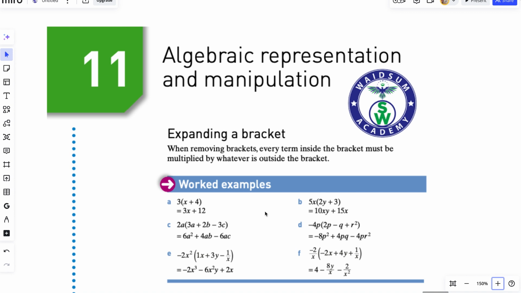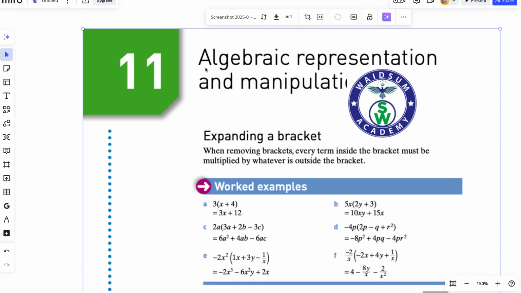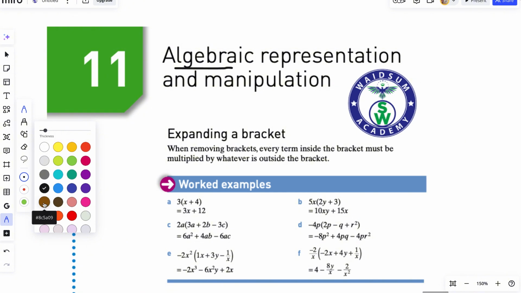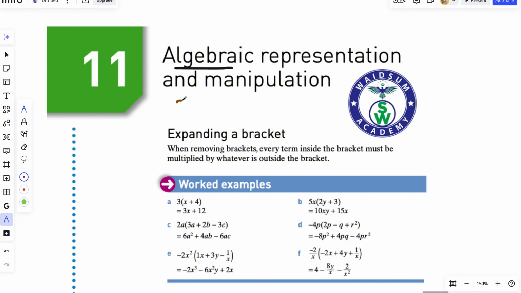We start with algebra. Algebra is the mathematics of numbers and letters. You're mixing numbers and letters together. When we write numbers and letters together, we are dealing with algebra. For example, if we write 2a plus 5, this is algebra.